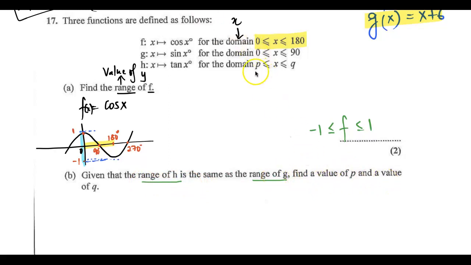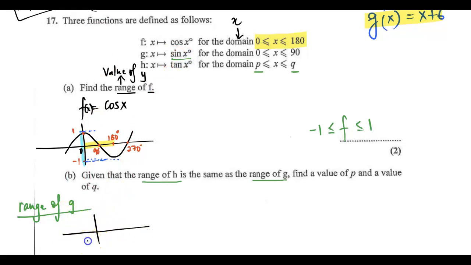If you see, h(x) is given with the domain in terms of p and q. So they have related the range of g to the range of h. You can't really solve for h if you don't know the range of g. So let's find the range of g first. g is a sine graph, so let's quickly draw how the sine graph looks.